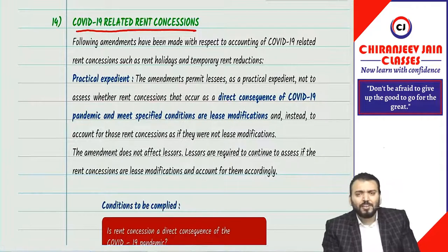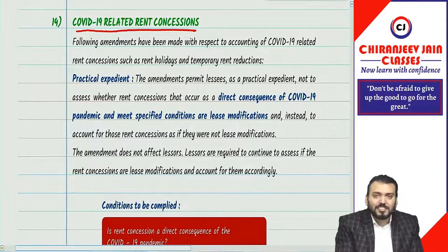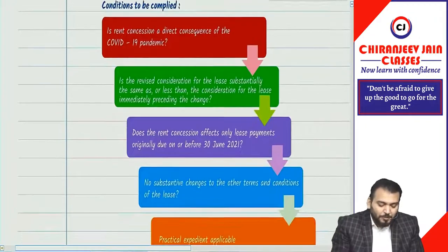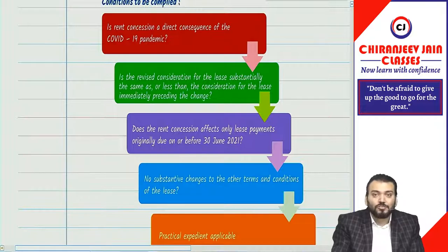Now in this, only one amendment is there. You all know about COVID-19 related rent concession. This para is applicable only for lessee, not for lessor. In this case, there was one point: does the rent concession affect only lease payments originally due on or before 30th June 2021?